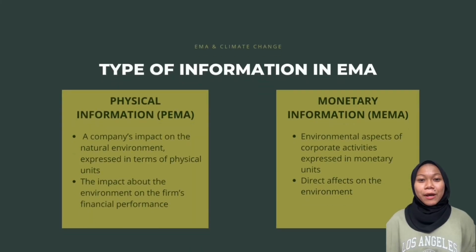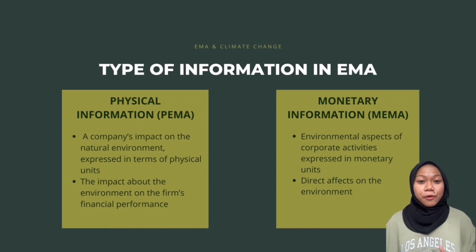Okay, next is about the types of information used in EMA. The first information is physical information, known as PEMA. PEMA refers to a company's impact on the natural environment expressed in terms of physical units such as kilograms, cubic meters, or joules. For example, kilograms of material per customer served, joules of energy used per unit product. Besides that, PEMA is also about the direct effects on the environment.